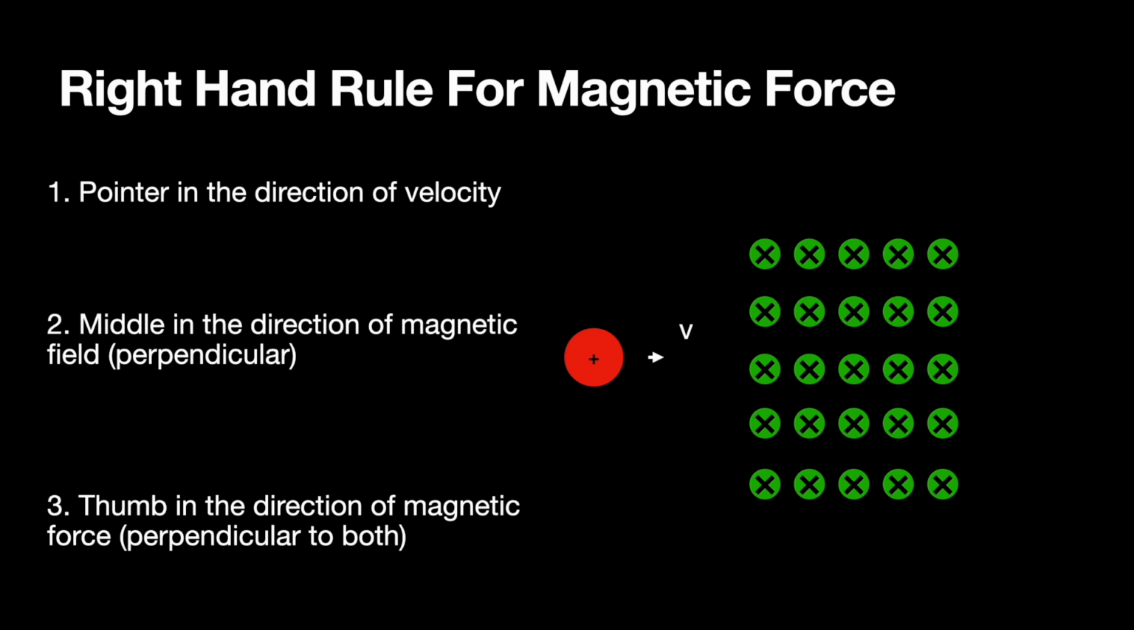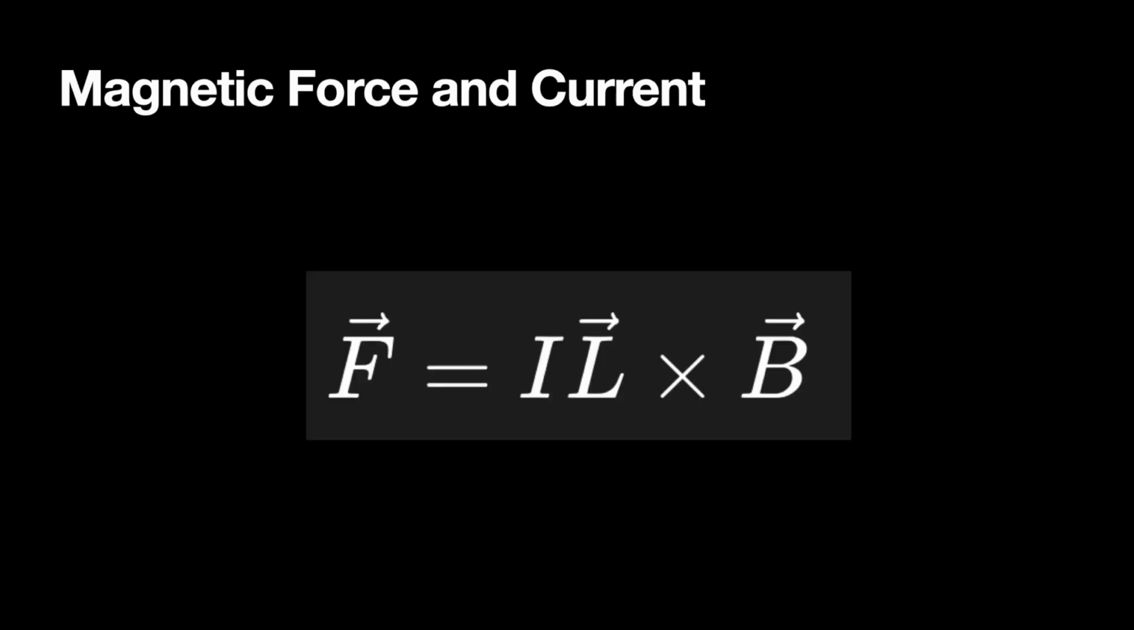So using the example from earlier, you want to point your pointer to your right, point your middle finger into your screen, and then point your thumb upwards. And finally, the equation for magnetic force and current in a wire is F is equal to ILB sine theta.